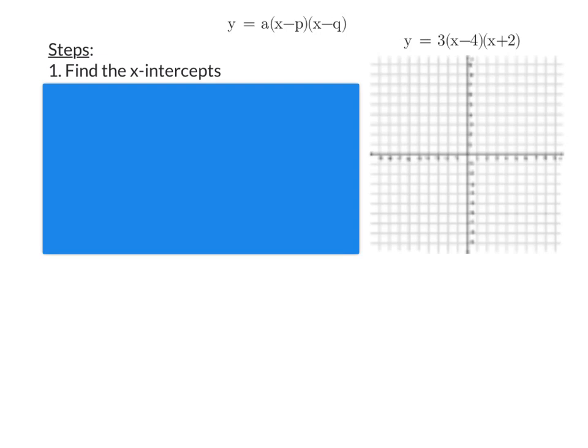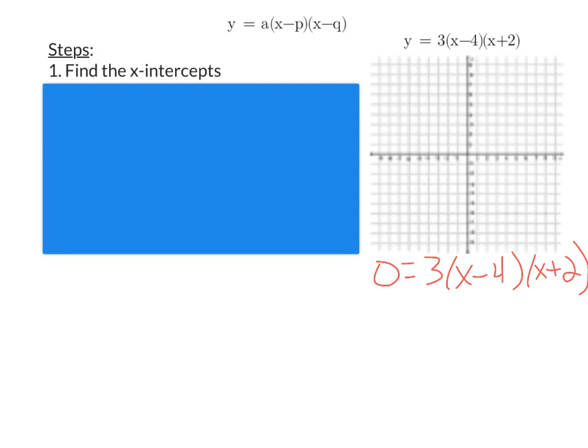Any point that lies on the x-axis has a y value of 0. So our first step is going to be to set our equation equal to 0 and solve. So I have 0 equals 3 times the quantity of x minus 4 times the quantity of x plus 2. Now that I have an equation, I can solve it using the zero product property.